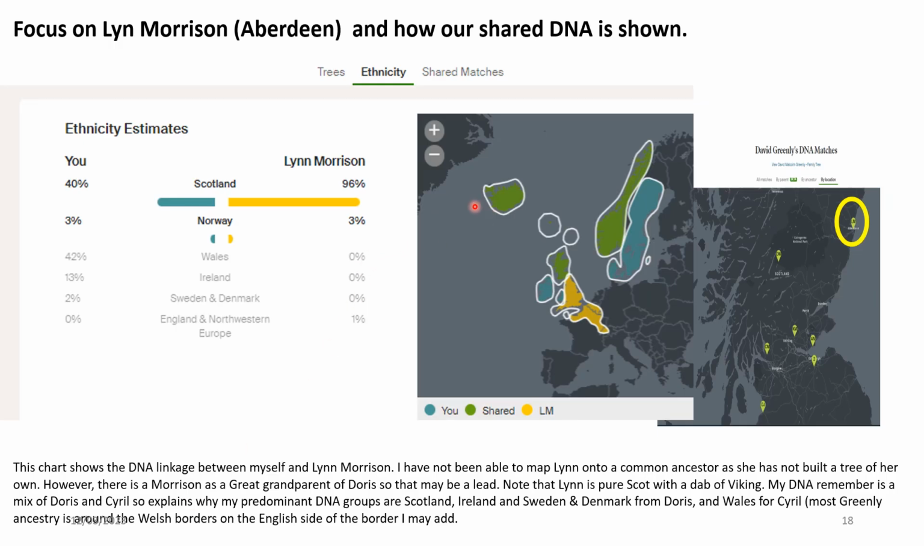Lynn Morrison, I don't know who Lynn is. There's no tree to support her, but I do know that she's a DNA relative with a small amount of DNA. She lives in Aberdeen, and I do know from our tree that there's a lot of Morrisons in the tree around Aberdeen from the Middle Ages, and that's where the Cools originated as well. So it's very likely that there were relationships going on there between Morrisons and Cools.